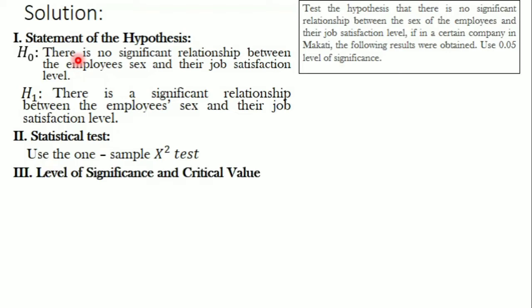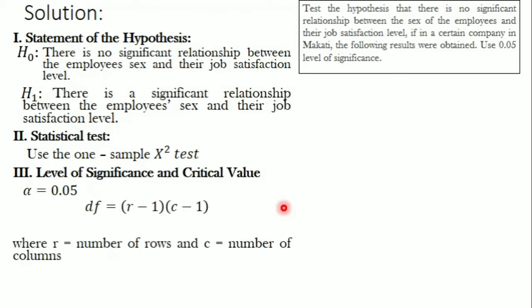The next, the level of significance. So we have a level of significance of 0.05 and the critical value. First, you need to find the degree of freedom. Based from the given table, how many rows are there? So the number of rows is 2 and the number of columns is 3. So we have 2 minus 1, 1, multiplied by 3 minus 1, is 2. So we got 2 as the degree of freedom.